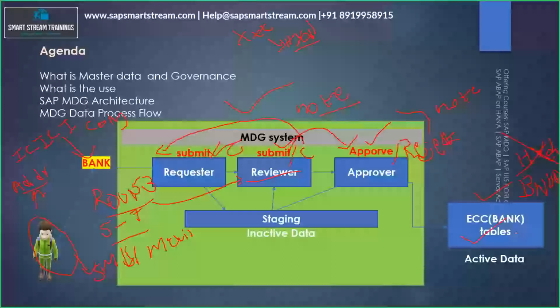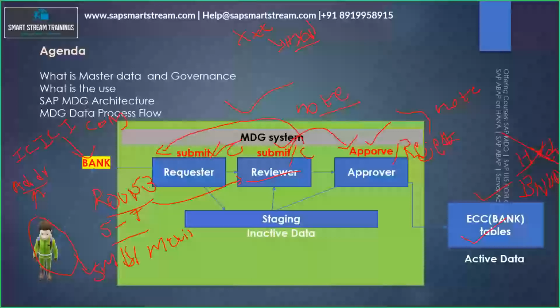Here we cannot directly make any changes. For any master data changes, we have two systems. One is the MDG system and one is the target ECC or S/4 system. The MDG system is specially designed for master data changes. Here there is no active data available. So whenever your request is raised, one number gets generated.